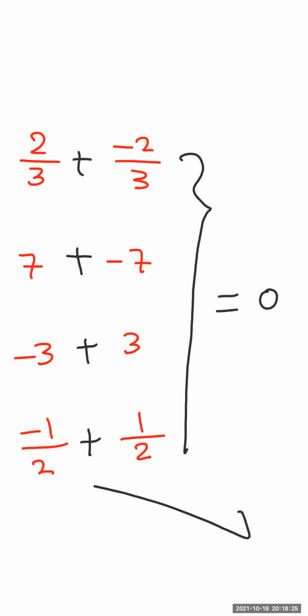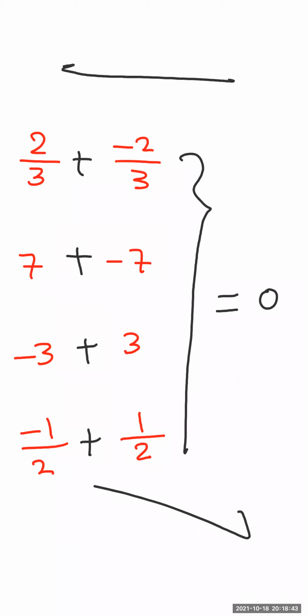Right, exactly, because the number plus its additive inverse equals 0. The additive inverse is the opposite of the number. Correct? The additive inverse is the opposite of the number.